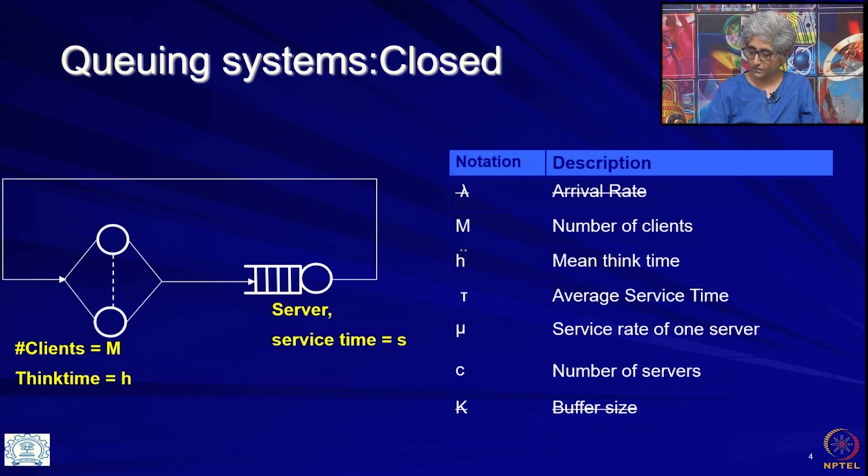The main difference from the open queuing networks was that the way the load on the network is shown is by the number of clients and mean think time rather than an arrival rate. And remember that we were not really bothering about a limited buffer size, we are always assuming that the buffer sizes at the server are larger than the number of requests or the clients that are there in the system. So, we also do not consider this.